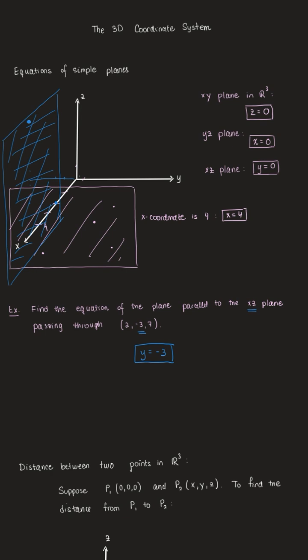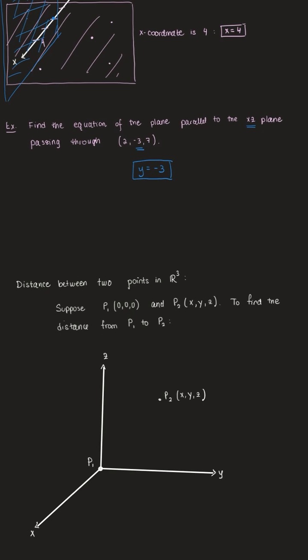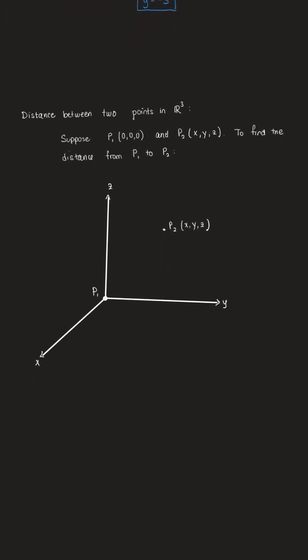on that plane. All right, the second idea in this video is how do we find the distance between 2 points in space? So this is going to be important when we think about magnitude, for example, of vectors in space, which we haven't talked about yet.